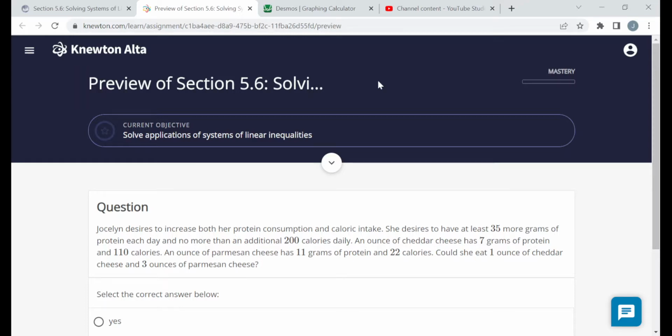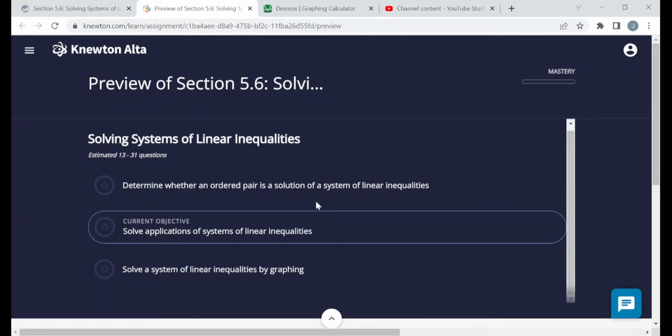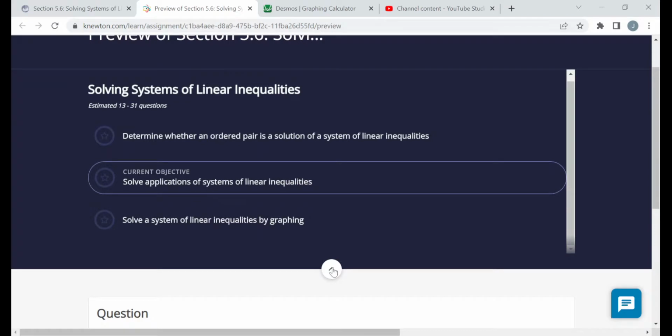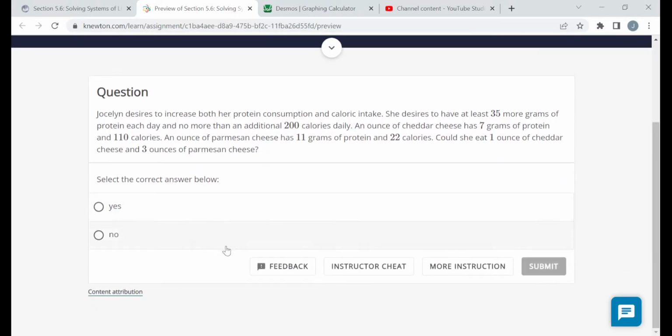Now on the assignment page, you should be seeing the title, the mastery bar, right, that tells you how far along you've gotten, the objectives. Looks like there are 3 objectives in this particular assignment. And then under the current objective, there should be a question related to that objective. And under every question, there should be a feedback button where you can send feedback to Knewton if you wish.